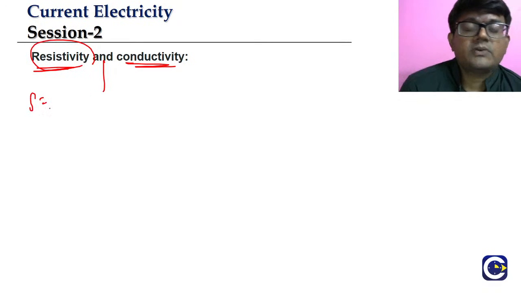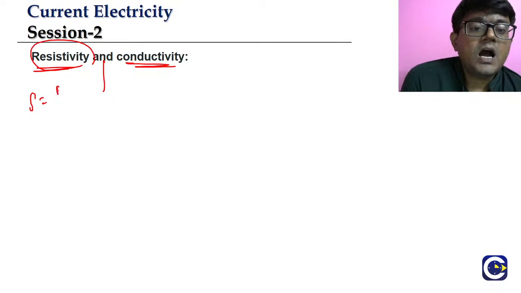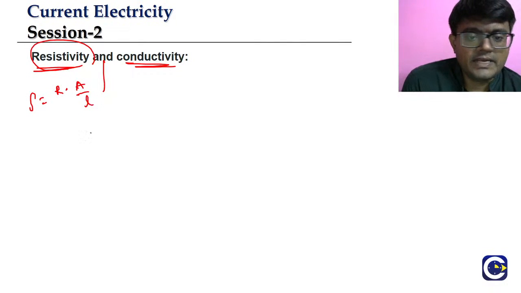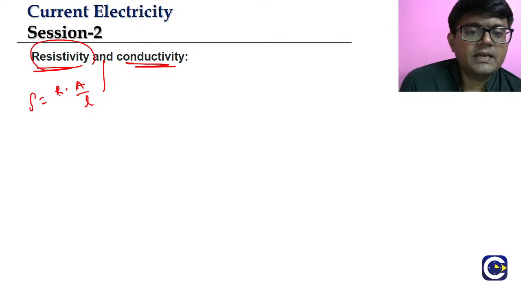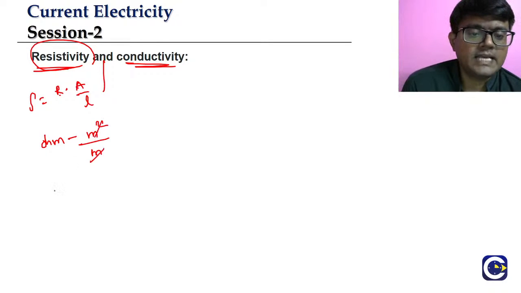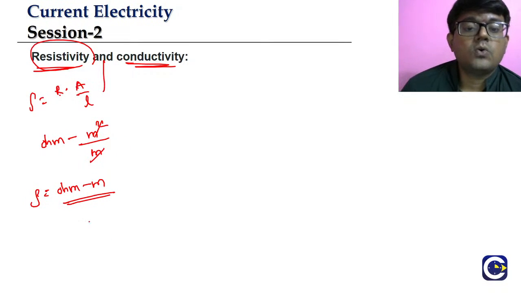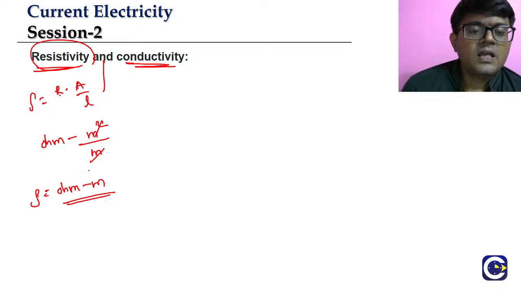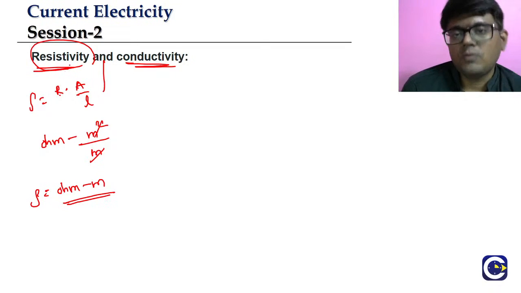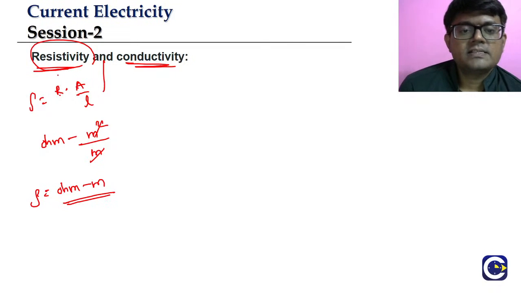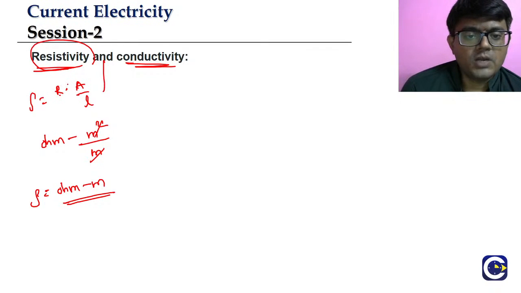What is the expression for resistivity? It will be R into A by L. So look here: resistance is in ohm, area is in meter square, divided by length in meter. When we cancel, we get ohm into meter. So the SI unit of resistivity is ohm into meter, okay. And what will be the dimensional formula for that?